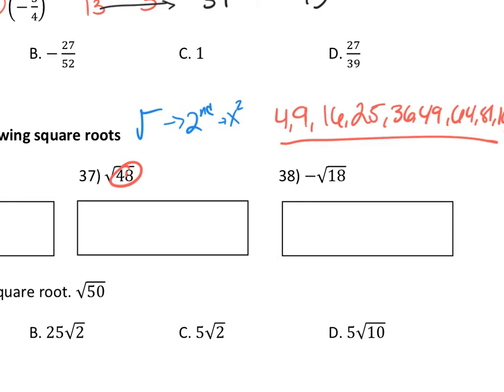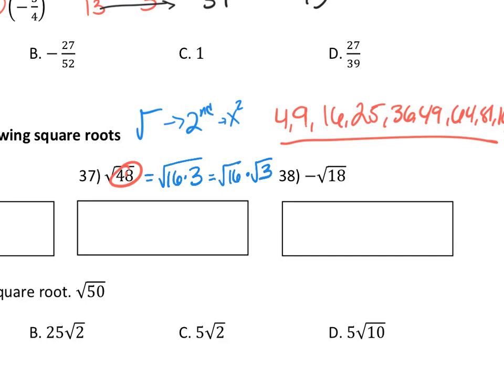So 48 divided by 9, that's a decimal, not going to work. 48 divided by 16, that one works, and that's a bigger number, which means we probably won't have to simplify as much. So let's try that one. So now I can rewrite this as the square root of 16 times 3, because 16 times 3 gives me 48. Then I can split that up as the square root of 16 times the square root of 3.